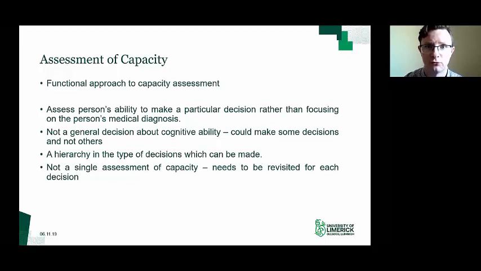So if something is relatively an inconsequential decision, relatively straightforward, we're not looking for a very, very high level of capacity there. Whereas if something is, I suppose, related to a much more serious issue, if it's related to life-preserving, life-sustaining treatment, then courts tend to demand a very, very high level of capacity, a very clear understanding of the situation if that decision is to be upheld.